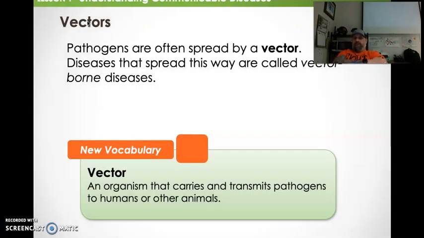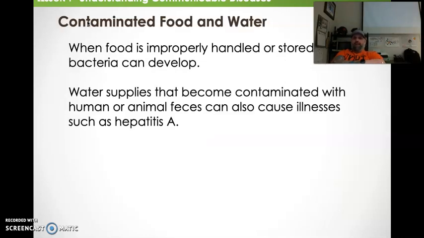Okay, so the vectors, who passes certain things from one organism to the next. Well, pathogens are often spread by what's called a vector. Diseases that spread this way are called vector-borne diseases. Vector, an organism that carries and transmits pathogens to humans or other animals. Okay, so a vector could be an example of a carrier of something. Maybe we talked about Lyme disease. Well, the vector would be the deer tick.